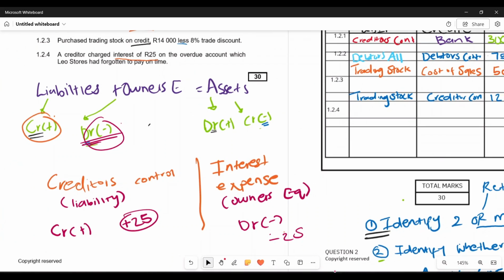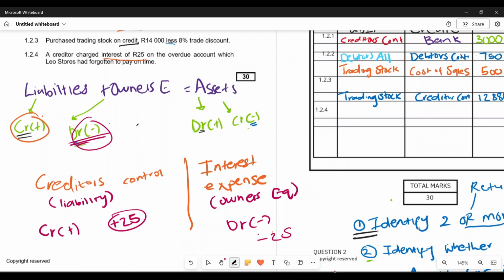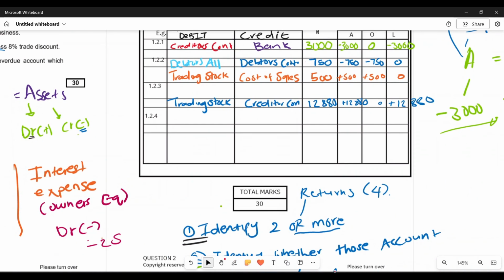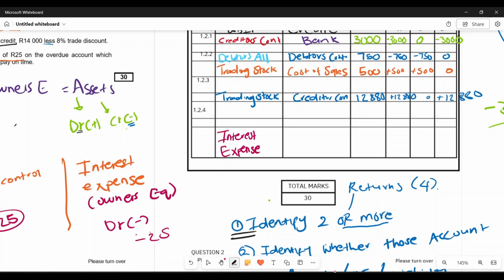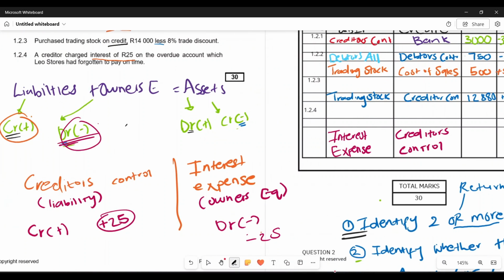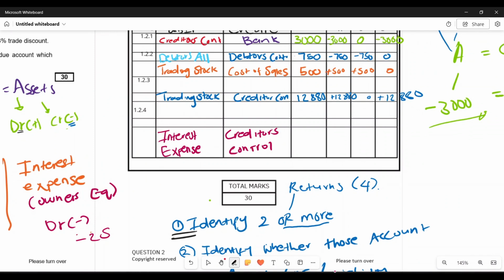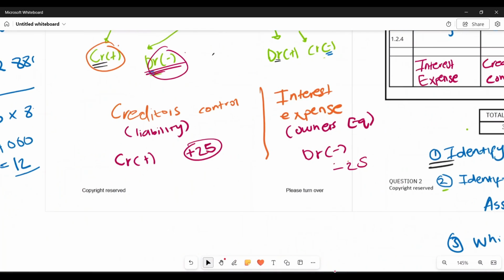Now, if I were to recognize these accounts here, on the debit side, remember, I have my interest expense. So let me write it here. This is on the debit side. On the credit side, I have my creditors control. Now, the amount that I'm given in this transaction is 25 rands. Remember, I said the account that is going to be debited is my interest expense, which is my owner's equity. So my owner's equity would decrease by 25.